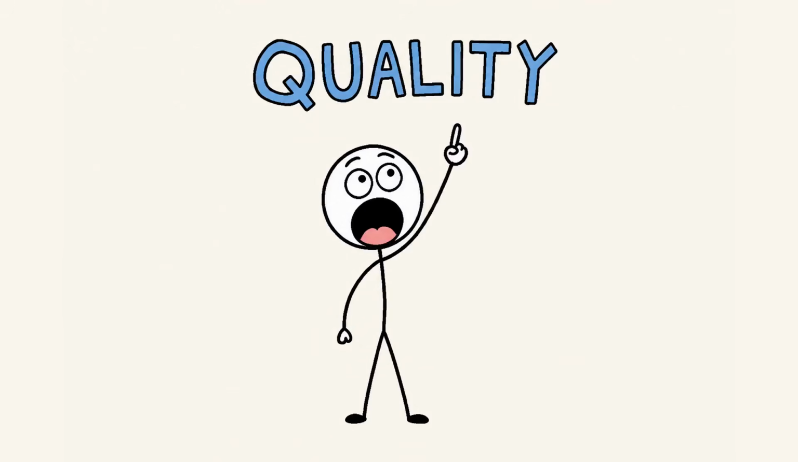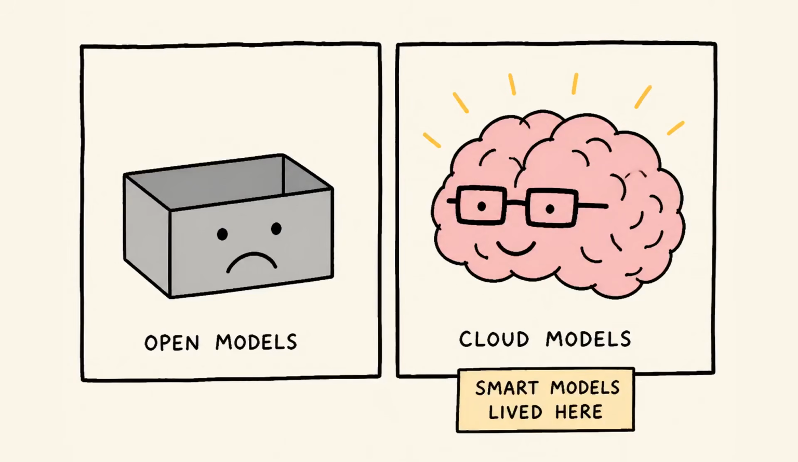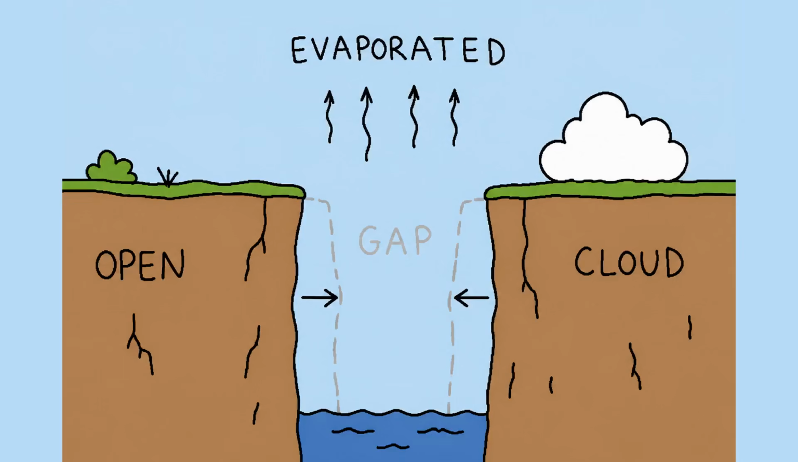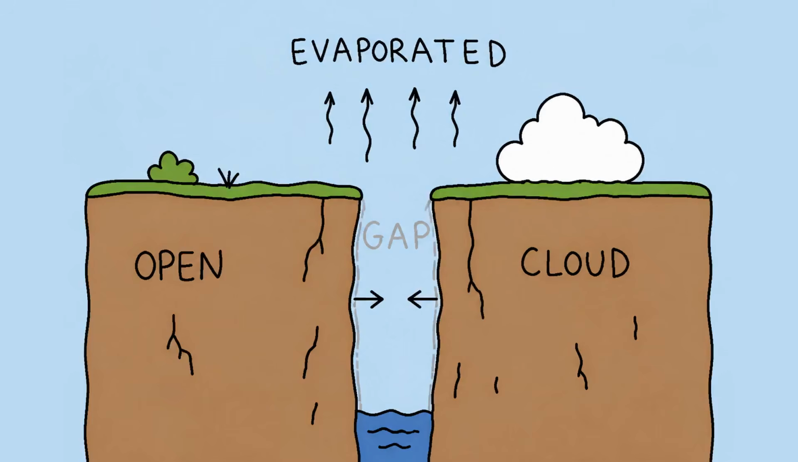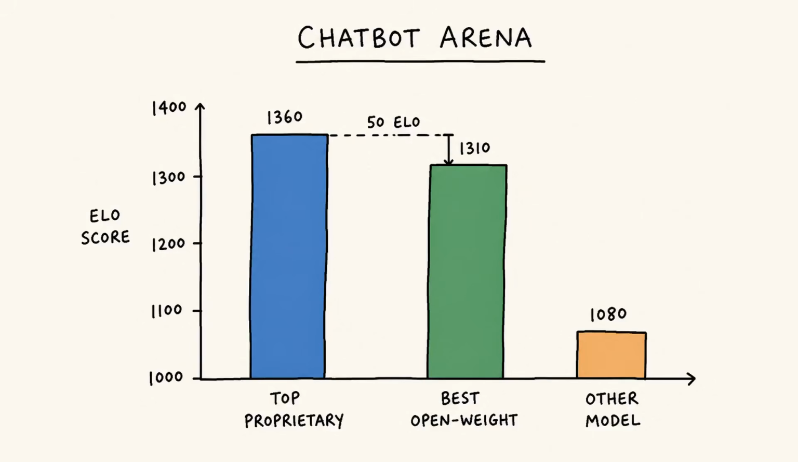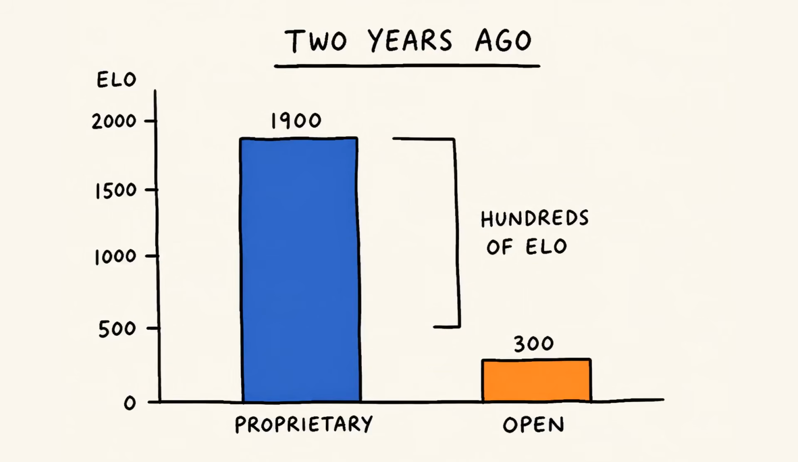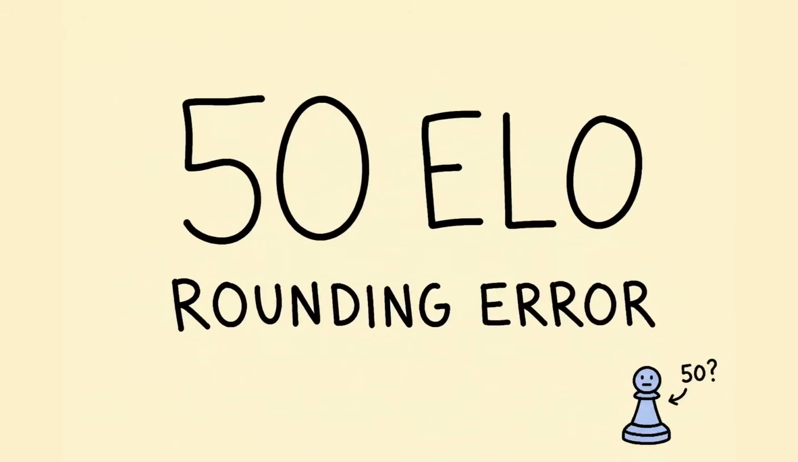For 2 years, the argument against going local was simple. The open models were just worse. You went to the cloud because that's where the smart models lived, full stop. And that gap has nearly evaporated. On the Chatbot Arena, where models get ranked head-to-head by human preference, the best open weight model now sits about 50 Elo points behind the top proprietary one. 2 years ago, that gap was in the hundreds. 50 points, that's a rounding error you'll rarely even feel in practice.